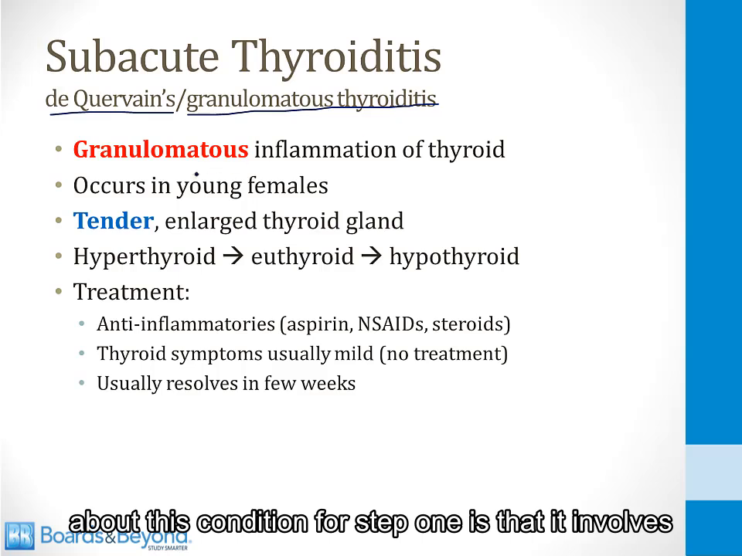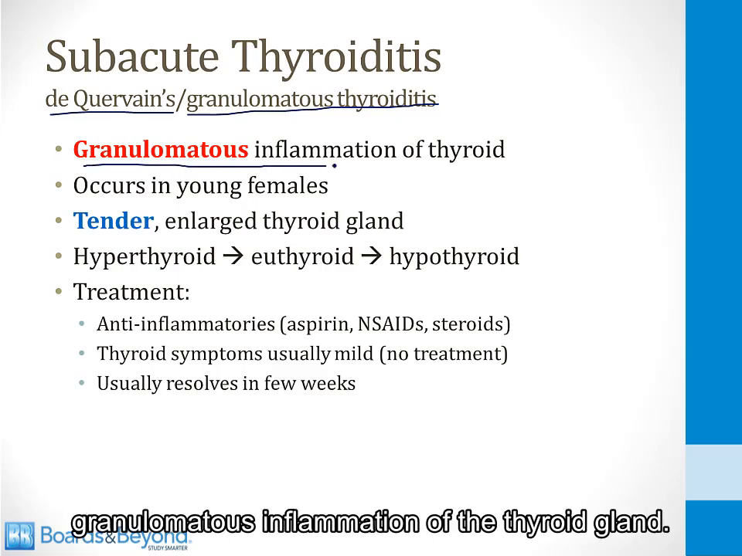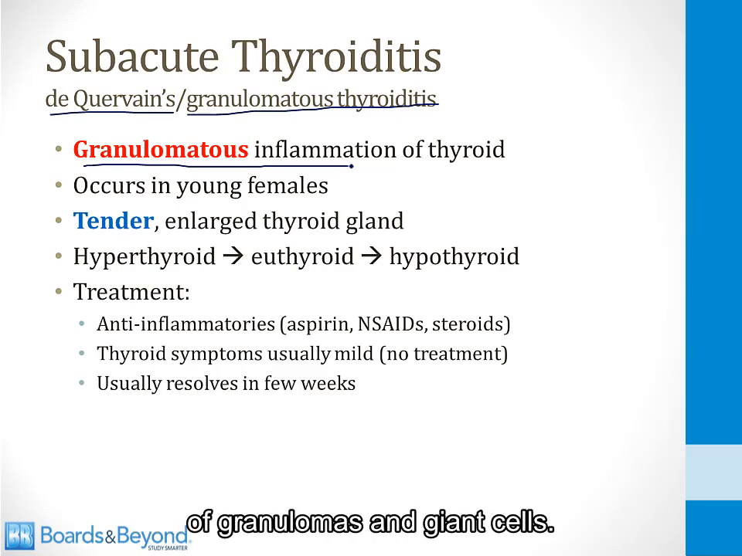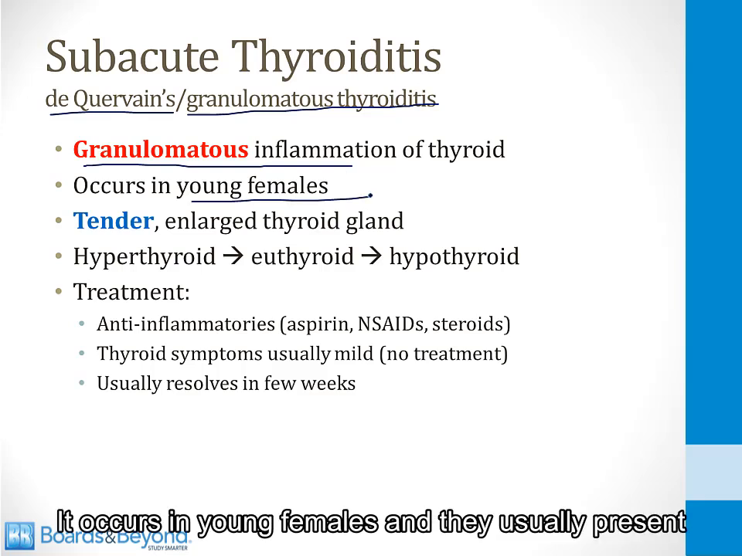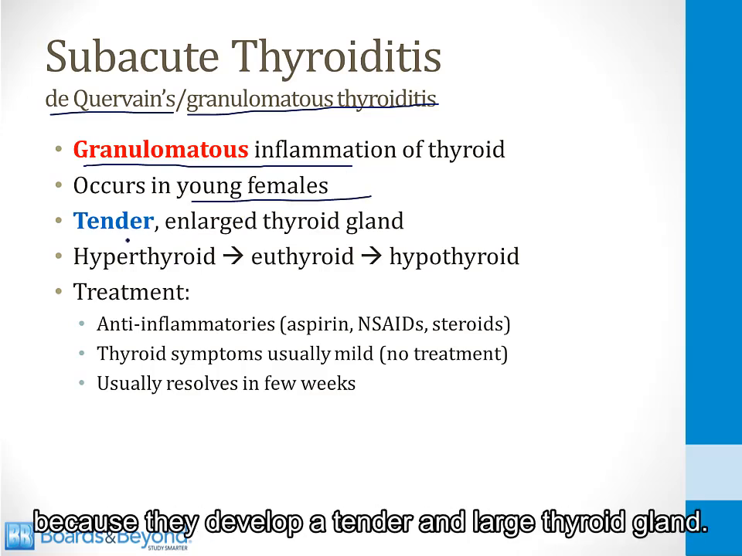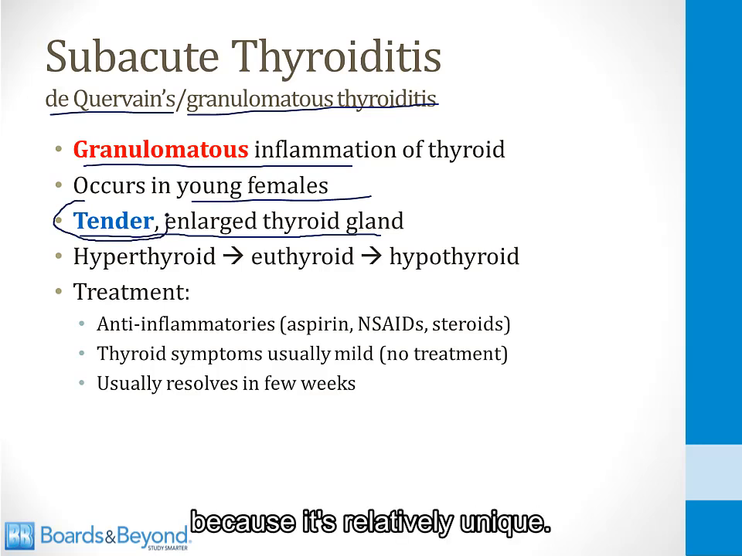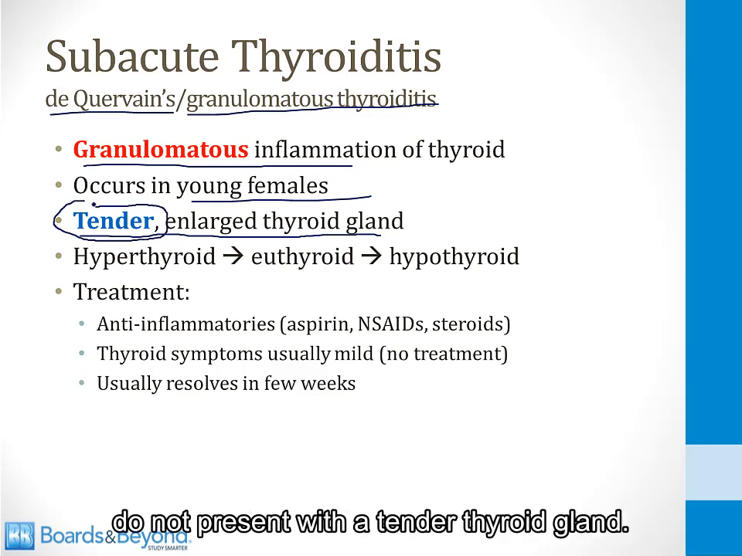know about this condition for step 1 is that it involves granulomatous inflammation of the thyroid gland. So on biopsy, you will see the presence of granulomas and giant cells. It occurs in young females, and they usually present with symptoms of pain in the neck because they develop a tender and large thyroid gland. And I've bolded the word tender because it's relatively unique. Most of these thyroid disorders do not present with a tender thyroid gland.